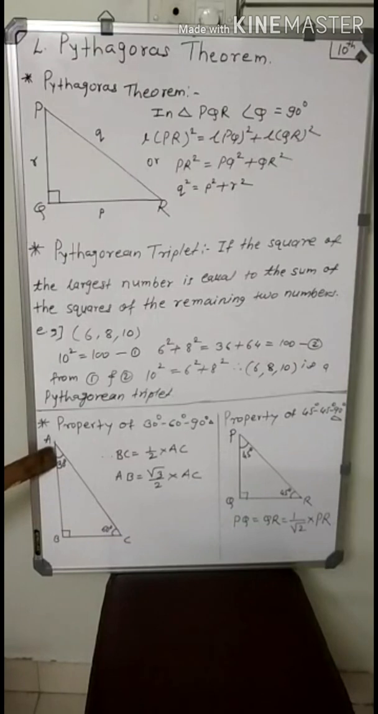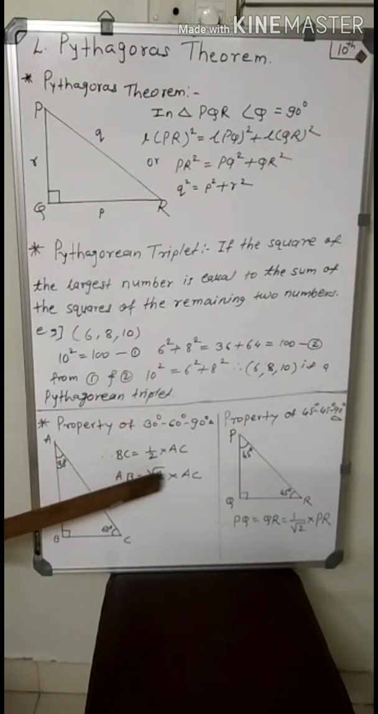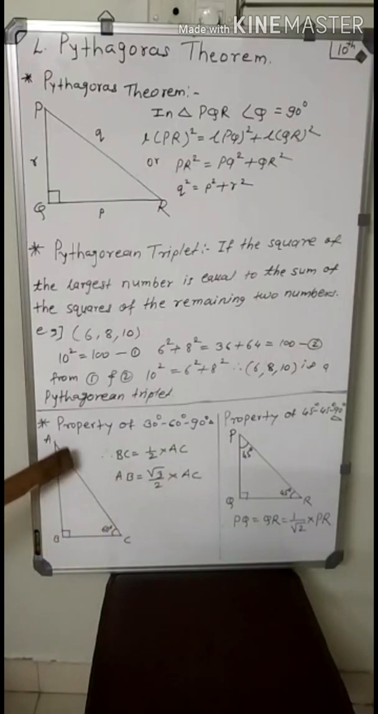Angle A is 30 degrees. Its opposite side is BC. So BC equal to half of the hypotenuse. In triangle ABC, the 90 degree angle is B, therefore AC is the hypotenuse. So BC equal to half AC. And AB is the side opposite to 60 degrees. So AB equal to root 3 by 2 into AC. AC is the hypotenuse. So what is the property?